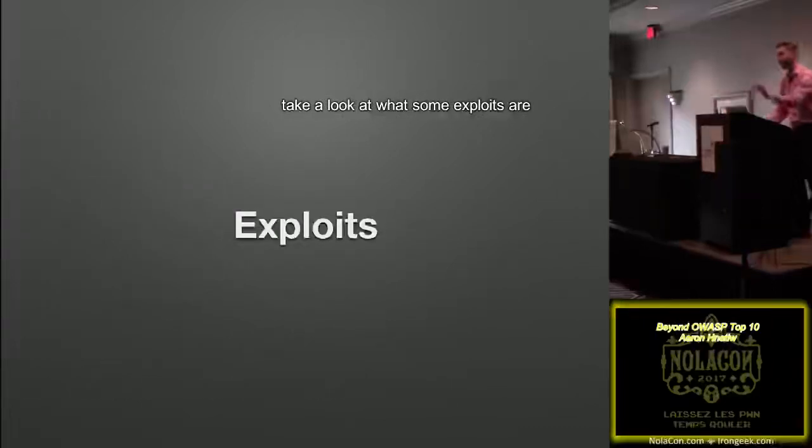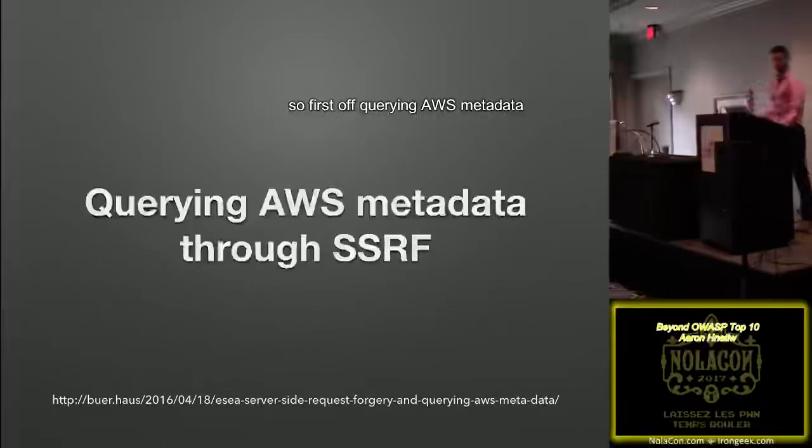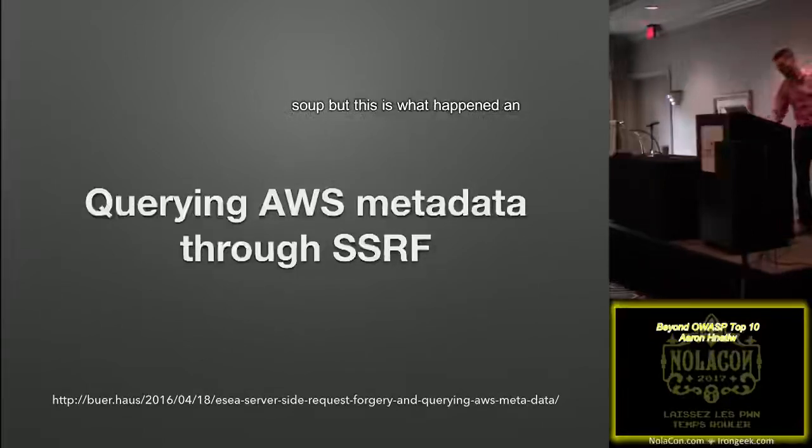So let's take a look at what some exploits are for this. How has this actually been used to attack certain applications? First off, querying AWS metadata through SSRF. I had a discussion with, I think, Dave about this the other night, but I'll get to what this means soon. But this is what happened.